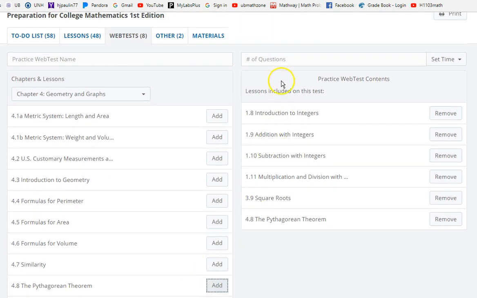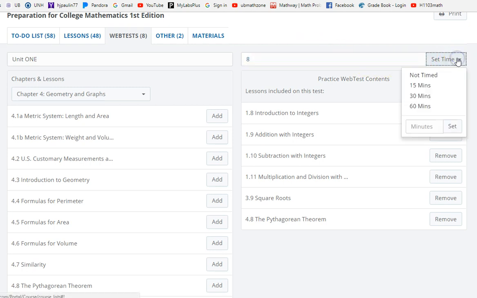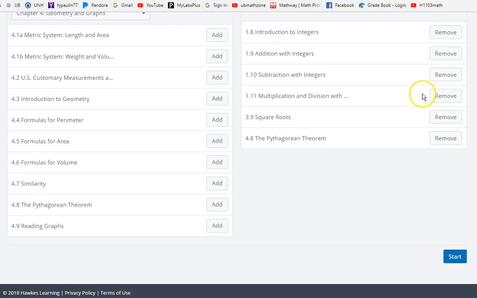Now, the next thing they ask is, how many questions do you want to do? I'm going to practice this, give it a name here, and say Unit 1. And how many questions? Well, we want to keep this short. And again, you can make it as many as you like. And I'll say 8 questions. And where it says set time, you go over here and say not timed. This way you can take your time. And then you're going to click on start.